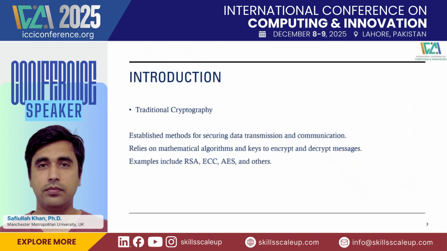Starting from what cryptography is, or what is the traditional cryptography that we use today. It is actually the established methods for securing our data and communication. The cryptography that we use actually relies on some hard problems and keys to encrypt our data. For example, we have RSA and elliptic curves, which belong to the family of asymmetric cryptographic algorithms. We have AES, which is a symmetric cryptographic algorithm.